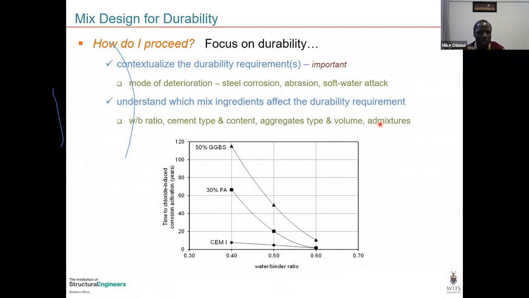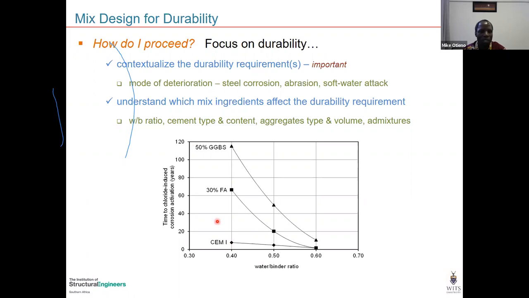This graph here basically shows, for example, on the vertical axis, time to initiation of chloride-induced steel corrosion, and on the horizontal axis, we have the water to cement ratio. This is basically just to underscore the point of the type of cement here. Okay, so here you can see that slag cement, compared to slag and fly ash, or basically blended cement concrete, will perform much better than plain Portland cement, or what people normally refer to as OPC. So we want to try as much as possible to avoid using plain Portland cement so that we can improve the durability, regardless of the water to cement ratio.